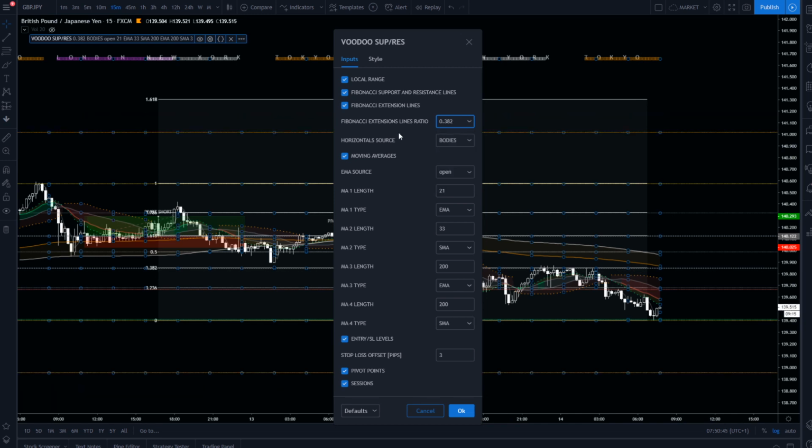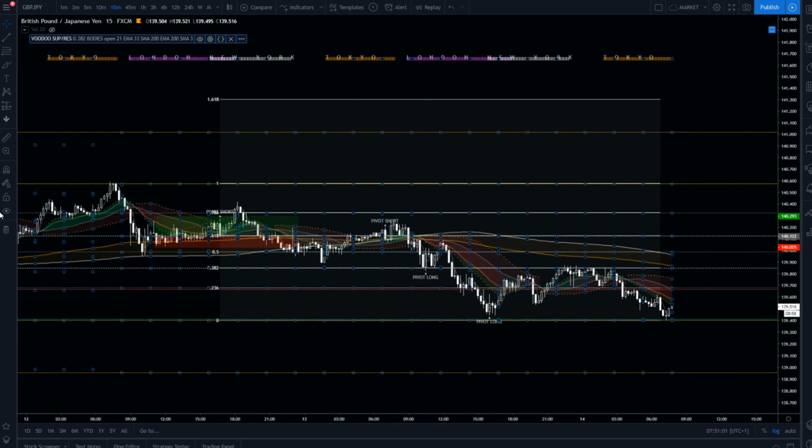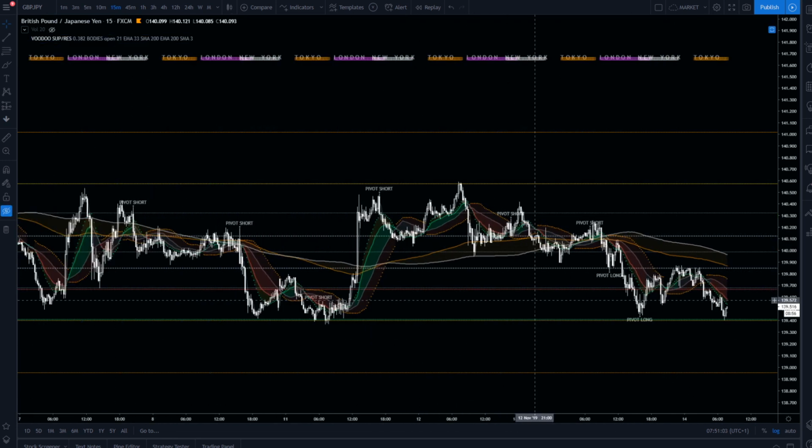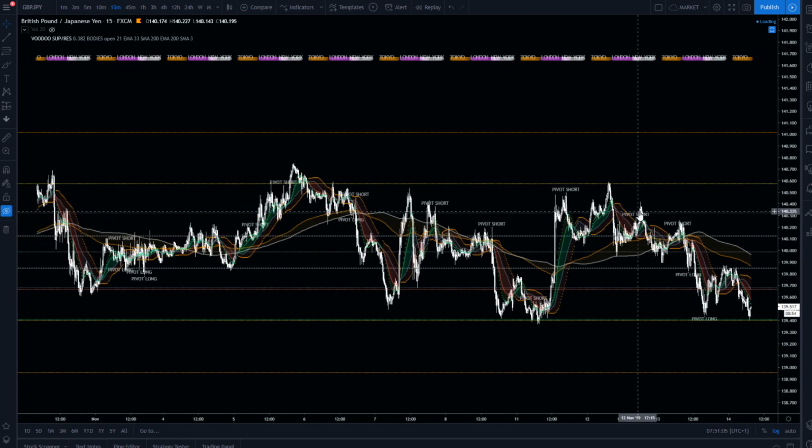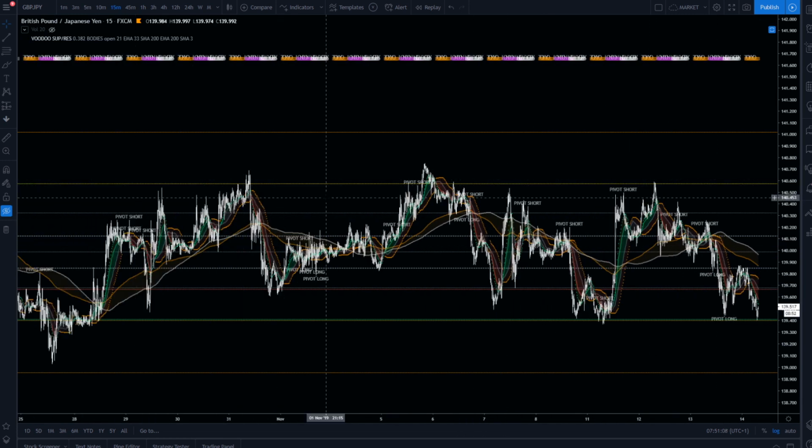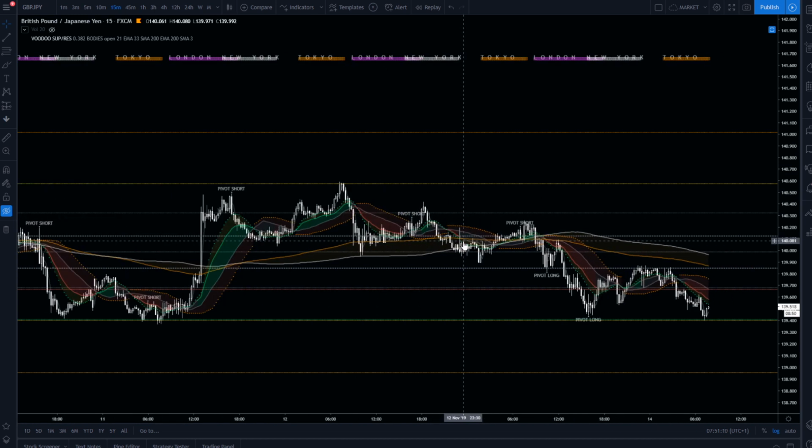There is also another input which is really actually a fine-tuning, because whenever the range is set by Voodoo, you always want to check if it is highly respected in the past to make more confluence for your trading.